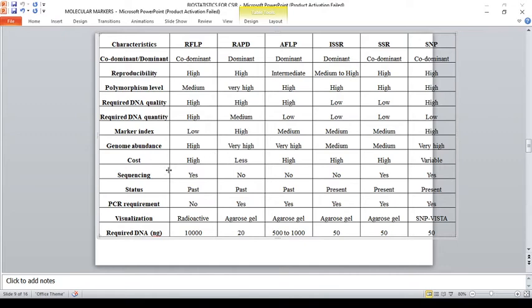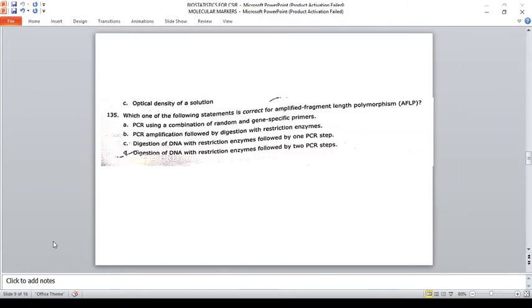And sequencing: only RFLP, SSR, and SNP are applicable for the sequencing strategy. And for PCR requirement, except RFLP, every molecular marker technique requires PCR. And visualization: RFLP is visualized by radioactive autoradiography, whereas the rest of the techniques are visualized by agarose gel. And here I have given the required volume of DNA in nanograms. You can refer to it for further reference.